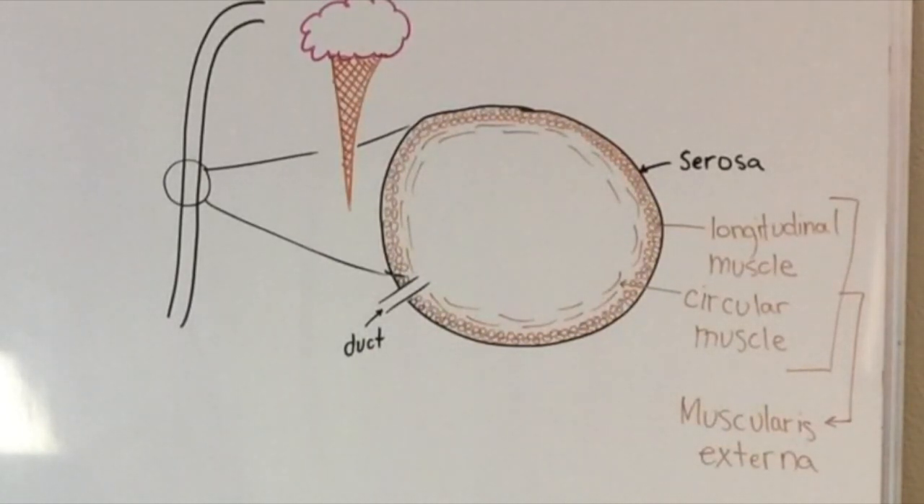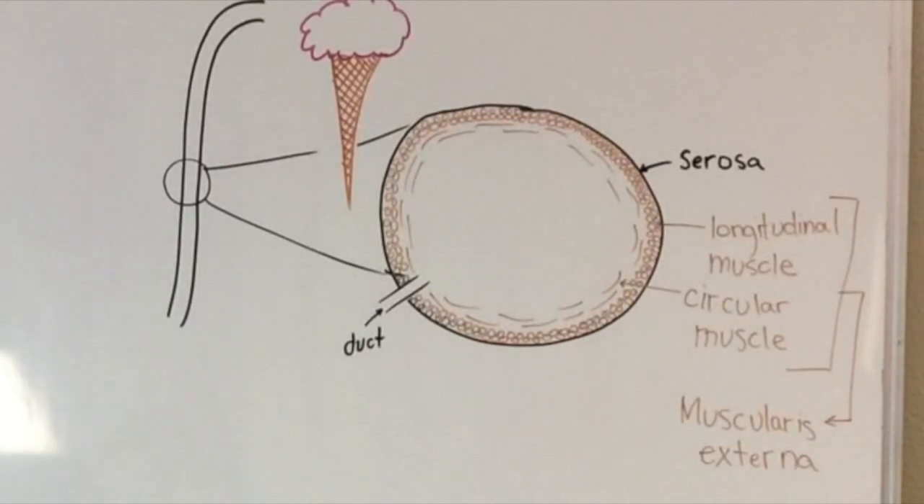Underneath the serosa is the muscularis externa. There are 2 layers to this muscular level. The inner layer is a circular layer that wraps around the digestive tract. The outer layer is a longitudinal layer. Both are smooth muscle and therefore are under involuntary control.